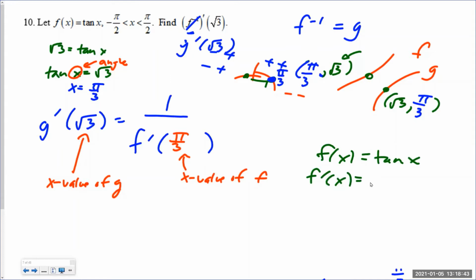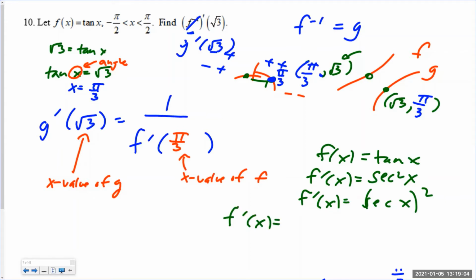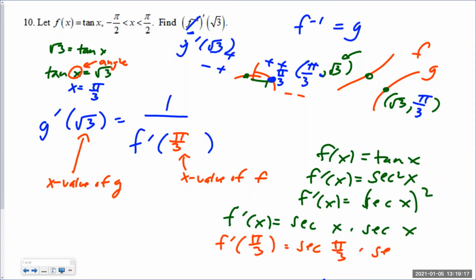The derivative of tangent x is what? Secant squared x, all right? Now, I don't like this notation. This notation is very hard to understand. What you have to know is that secant x is really the quantity secant x, okay? And if you square it, the square goes on the outside like that. So f prime of x is really secant x times secant x. And the reason I'm spelling this all out is because now I have to replace x with pi over 3. So f prime of pi over 3 is equal to secant pi over 3 times secant pi over 3. Okay, take it one step at a time.